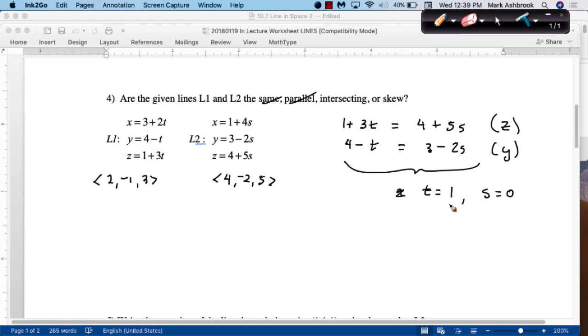For that t and that s, we have to get the same x. So now here's the big question. When t equals 1, you get x equals 5. And when s equals 0, you get 1. Conclusion? Do they intersect? No. They do not intersect. So when you get the same y and z coordinates, the x's miss. The x on the first, L1, is 5, and the x on the second is 1.